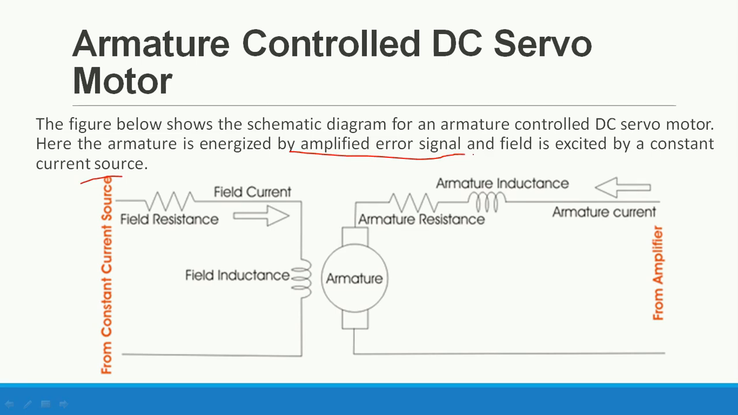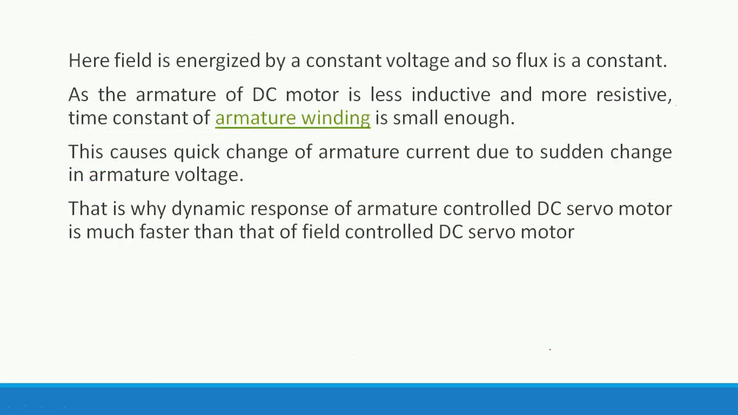In this armature controlled DC servo motor, the armature is energized by an amplified error signal, and the field is excited by a constant current source. So the field winding has a constant current source, and the armature has an amplifier connected to it. The construction is exactly opposite to each other. Since the field is energized by a constant current source, the flux phi here is a constant.